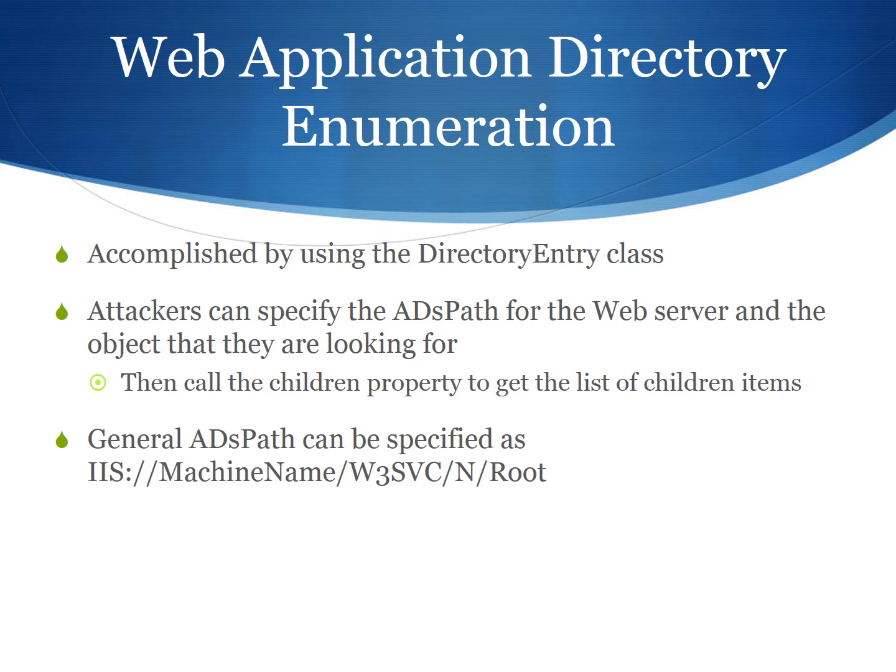Web Application Directory Enumeration. Accomplished by using the DirectoryEntry class, Web Application Directory Enumeration can be used by attackers to specify the ADS path for the web server and the object they are looking for, and then call the Children property to get the list of children items. The general ADS path can be specified as IIS://the machine name/W3SVC/N/root.